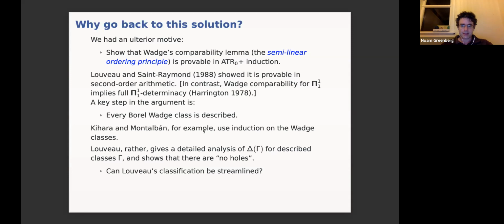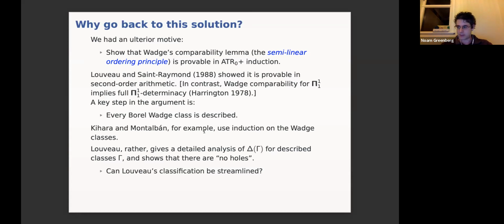What Louveau did, instead of doing an induction on the Wadge ordering, was take the collection of all of the classes that he described and then look at the ambiguous classes of described classes, the deltas. Let's try to understand them. And then we will have some kind of argument that says that there cannot be any holes. We will argue directly that there's no room for any Wadge classes other than the described ones.